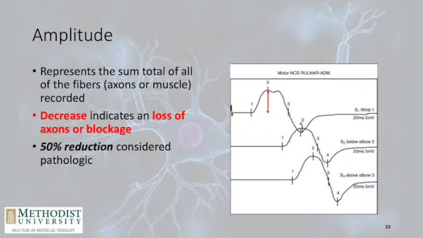Now, amplitude. Obviously, we all know what amplitude means. It represents the sum total of all the fibers in an axon or in a muscle that are recorded. Obviously, there are normal reference values for these as well. Now, a decrease in amplitude is going to mean that there's a loss of axons or there's some sort of blockage, something's not getting through. And usually that threshold is about 50% of normal. So if we get below 50%, we're going to consider that pathologic.